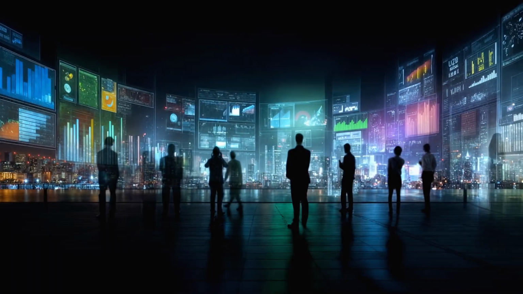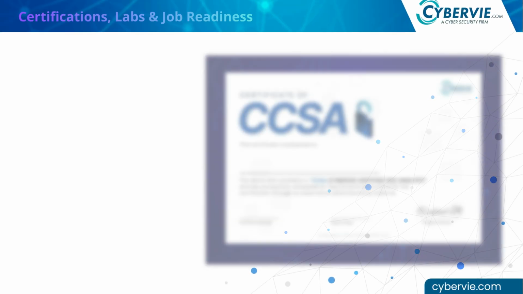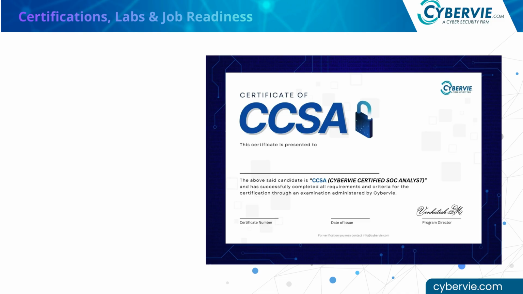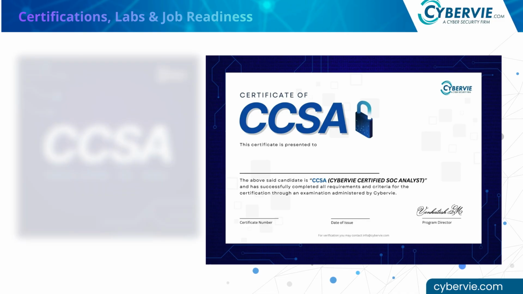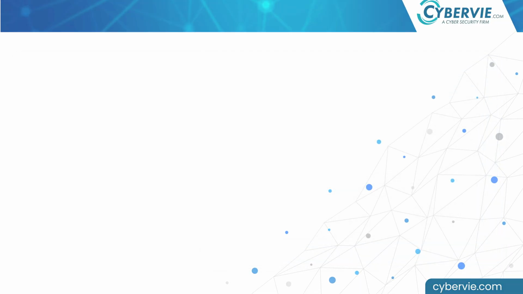Step 5. Certifications, labs, and job readiness. Certifications don't give jobs, skills do, but certs help prove them. Also build home lab detection write-ups, incident reports, and a LinkedIn presence with learning posts. Recruiters hire analysts who can explain incidents clearly.